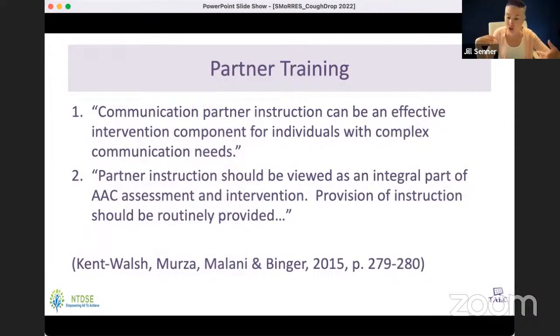Some researchers, including us, have considered partner instruction as an intervention for those with complex communication needs. We know that when we train partners, we see outcomes in our children, students, and clients. Because it's a really powerful intervention, it should routinely be provided as part of our AAC assessment. As soon as a family gets a piece of technology, as soon as a school team gets a piece of technology in the classroom, we need to be thinking about providing this staff instruction right away.